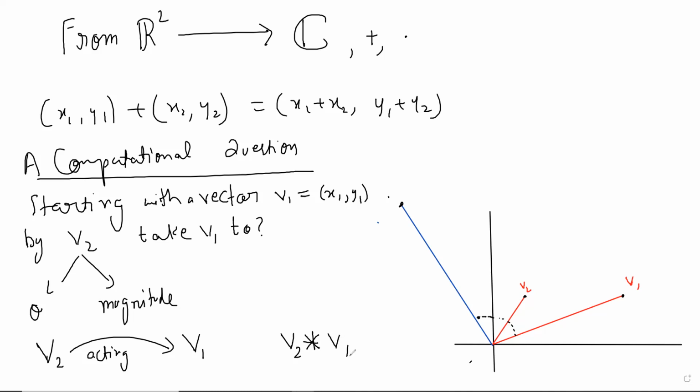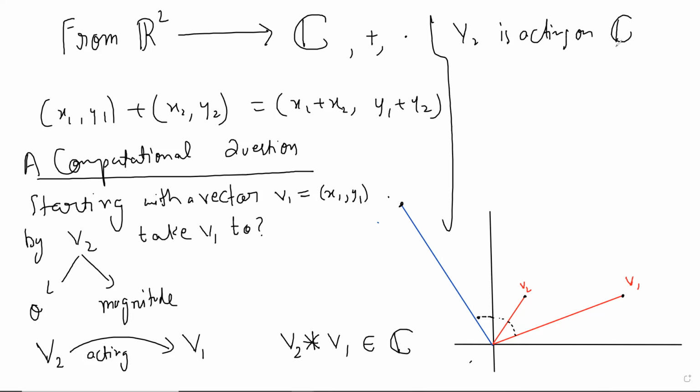So this action of v2 on v1 we will denote by this symbol star. Okay, and this will again be in the complex plane. So what is v2 doing? Let's understand it here. v2 is acting on C. So v2 is taking every vector in C to a different place, right? It's taking every vector in C and rotating it by theta and magnifying it by the magnitude of v2. That's what v2 is doing.